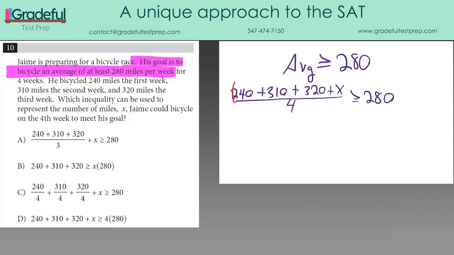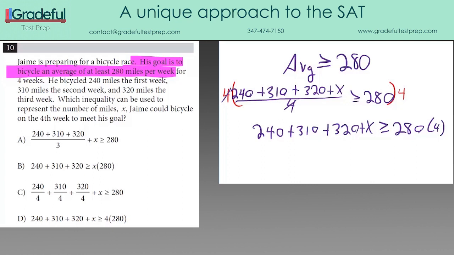Now to simplify, we can just multiply both sides by 4, and that'll get rid of the denominator on the left-hand side. Now if I were really doing this, I probably would have combined the like terms first, but trying to keep it in line with the answer choices, we're avoiding that. So we'll let the 4's on the left-hand side cancel out, and that'll give us 240 plus 310 plus 320 plus x is greater than or equal to 280 times 4 on the right-hand side. And that exactly matches answer choice D for number 10.